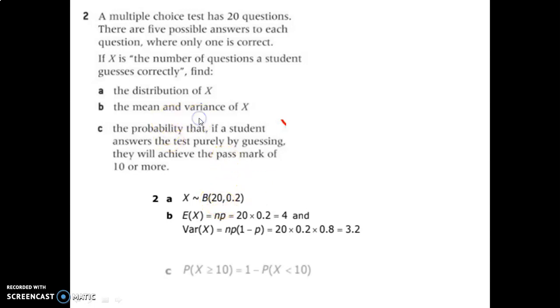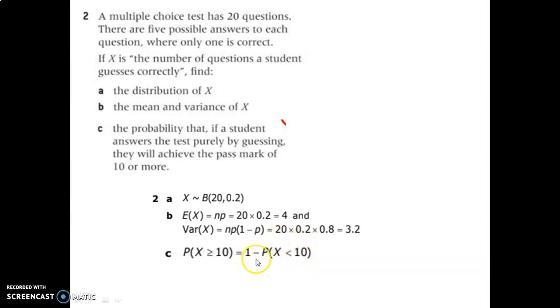The mean and variance are given here. And then finally, what is the probability a student answers the test purely by guessing, and they will achieve a score of 10 or more. So we're looking for probability x is greater than or equal to 10. So we can do the complement of that, 1 minus the probability of x is less than 10, because this can be run as a binomial CDF on your calculator.